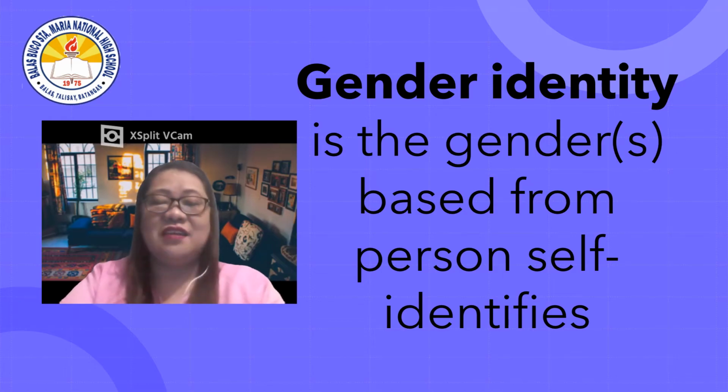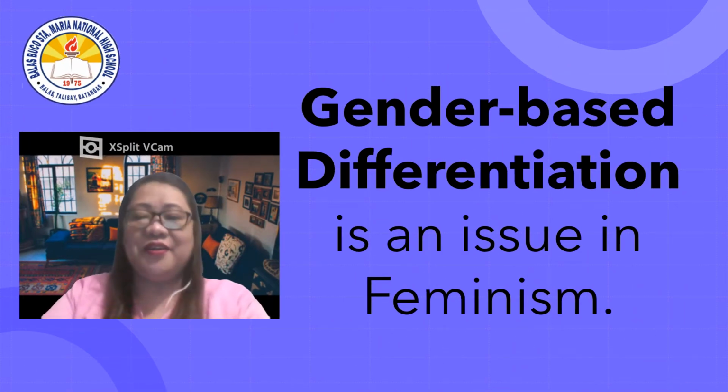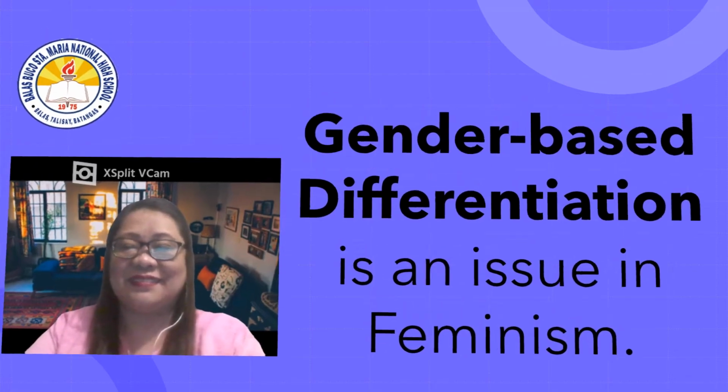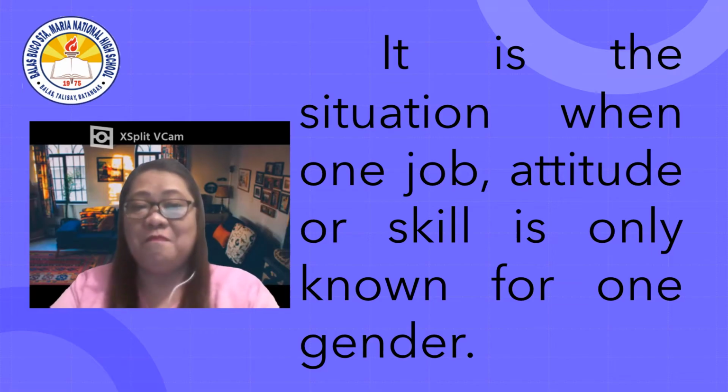On the other hand, when we say gender identity, it is the gender based from the person's self-identities. Another consideration in the feminism literary approach is what we call the gender-based differentiation, which is considered to be an issue in feminism. Gender-based differentiation is a situation when one job, attitude, or skill is only known for one gender.